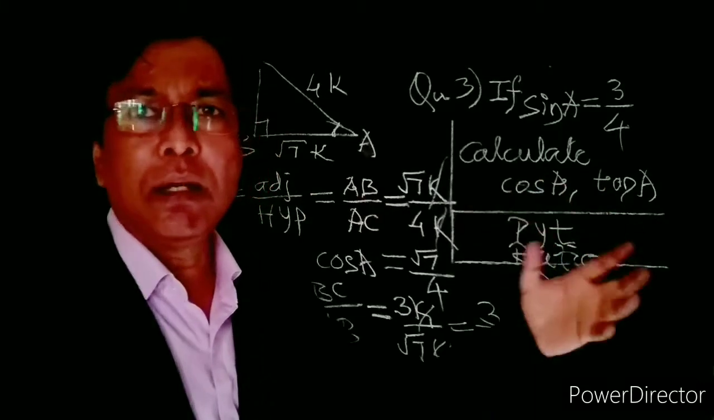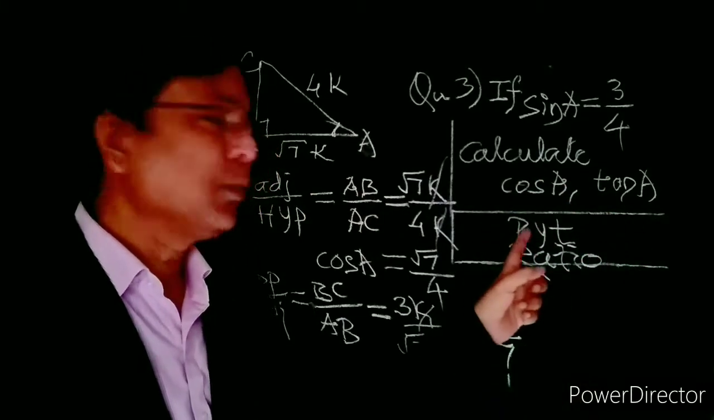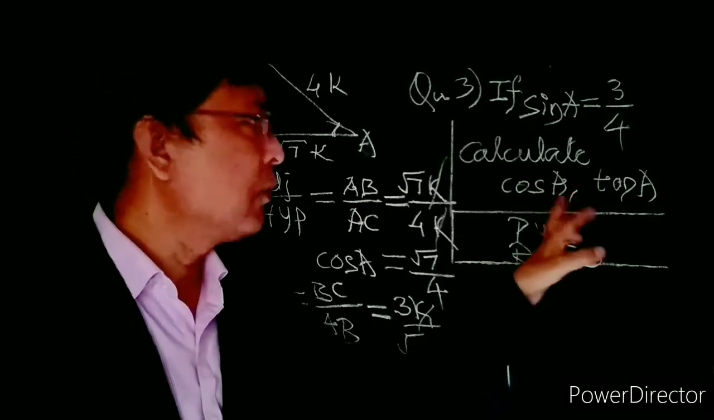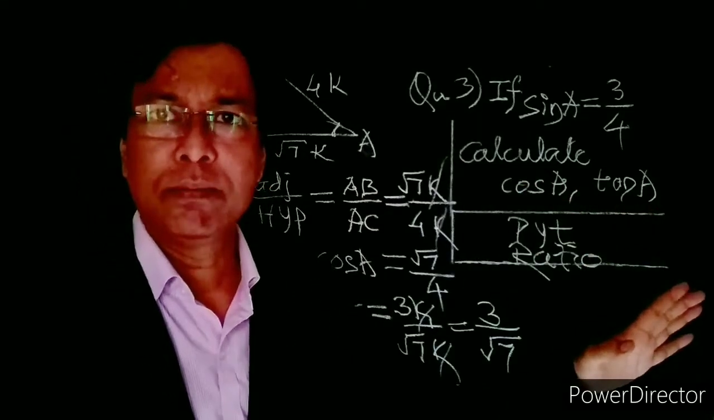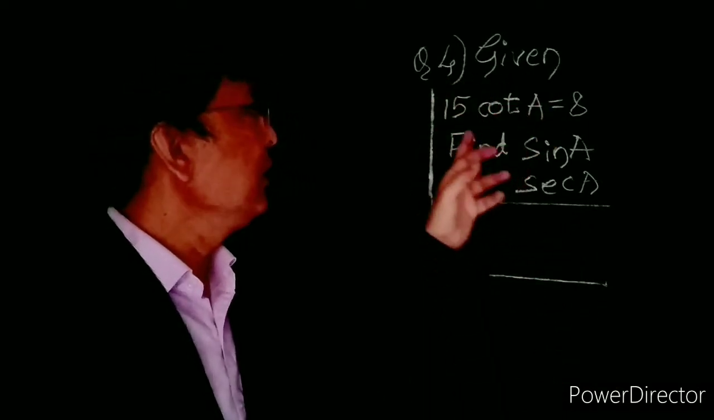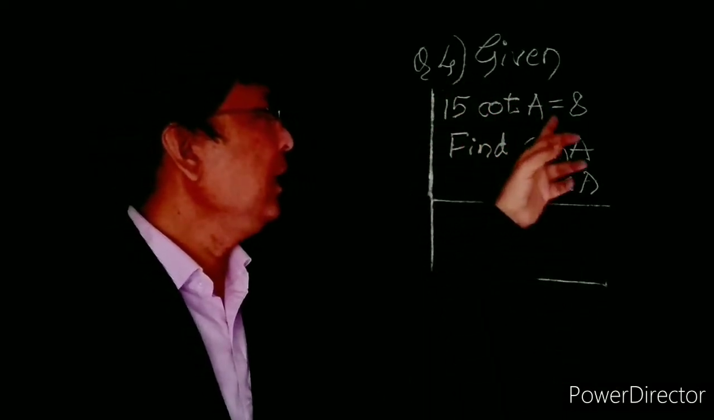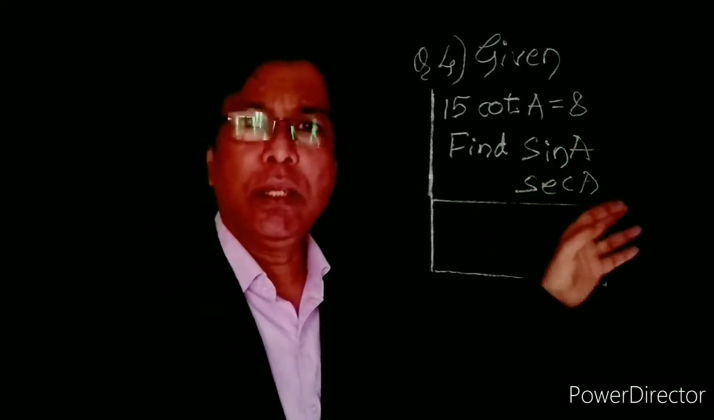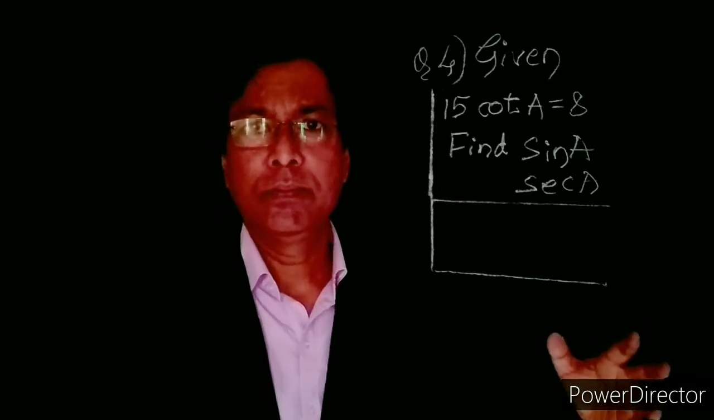What is the trick for this? Use Pythagoras theorem, find the third side, then find the required ratio. That's it. Question number 4. In question number 4, they have given 15 cot A equal to 8. Find sin A and sec A values.